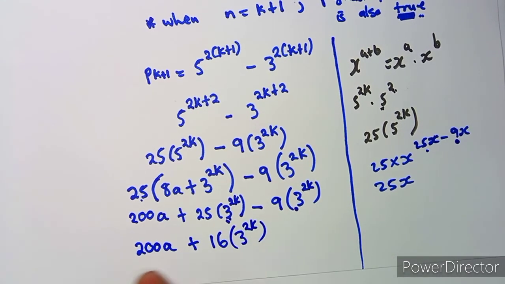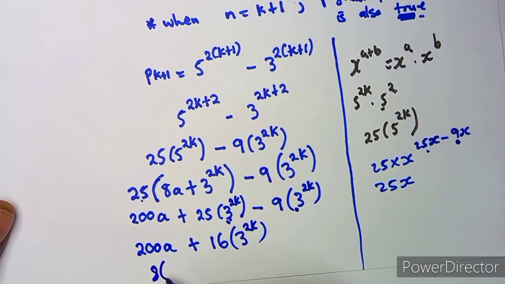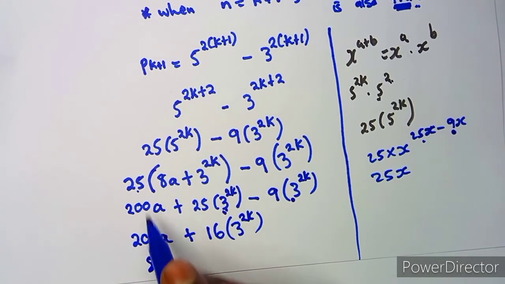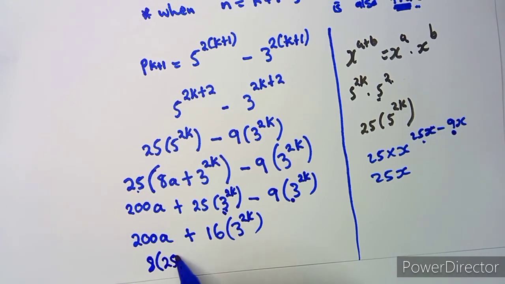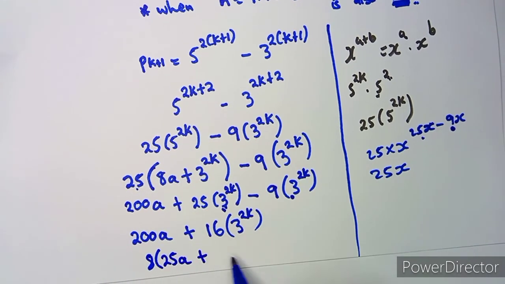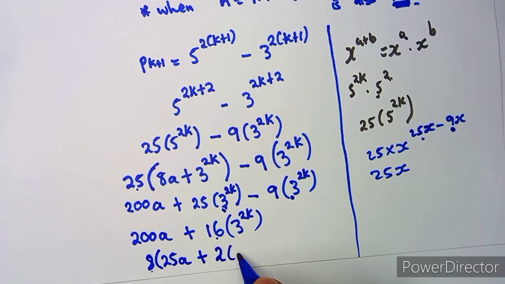If you are to cross check here, can we factor out 16? 200 divided by 16 is not possible, so we can factor out 8. You can factor out 8 here, which is 200 divided by 8, which is 25. So you're going to have 25a plus, if you factor out 8, 16 divided by 8, which is 2, into 3 to the exponent of 2k, like that.